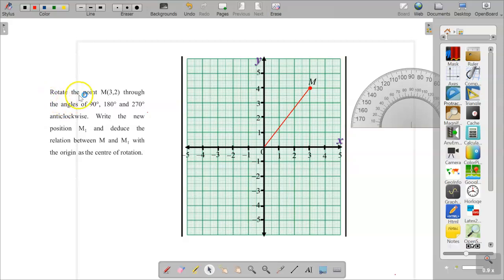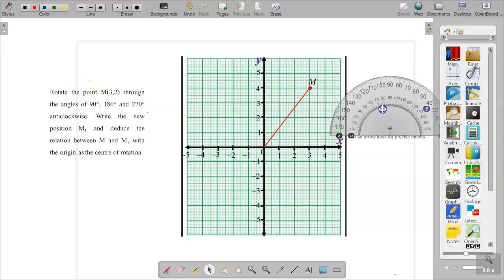The question goes like this: rotate the point M. Look at where the point M is, through the angle 90 degrees. We'll do 90, 180, and 270. Then we look at the relations. And so with the 90 degrees, first of all, let's have our point.